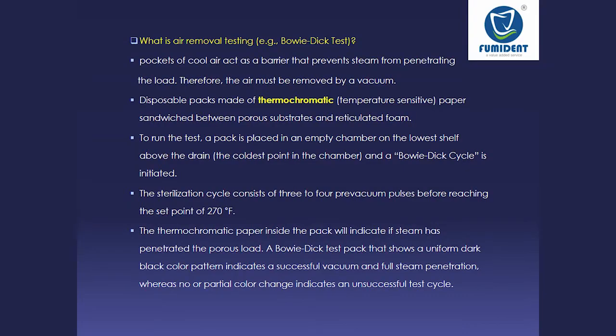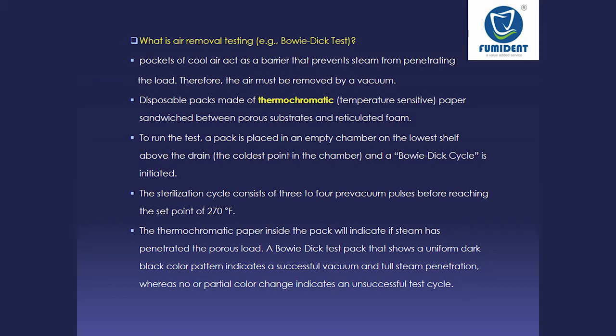So if you are using a class B autoclave, that is a pre-vacuum autoclave, there is one test which is used to check whether the pre-vacuum generation is proper or not. That is called the Bowie-Dick test. In this test, there is one disposable package made up of thermochromatic material, which is a temperature sensitive material. This material is sandwiched between a porous material and a reticulated foam. You have to keep this ready-made pack inside your pre-vacuum autoclave and process it for a sterilization cycle.